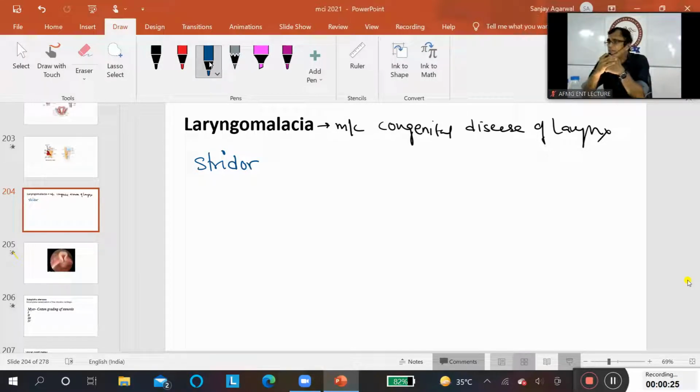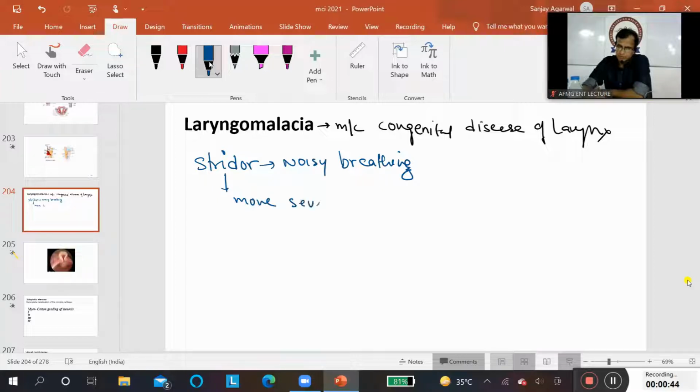What is stridor? Stridor can be defined as noisy breathing. So when the child is breathing in and out, there is noise in the breathing. And this is more severe in supine position. That means if the child is made to lie down in the supine position, it worsens.